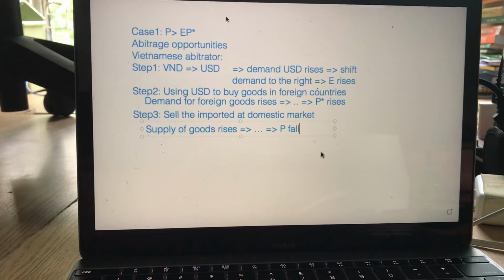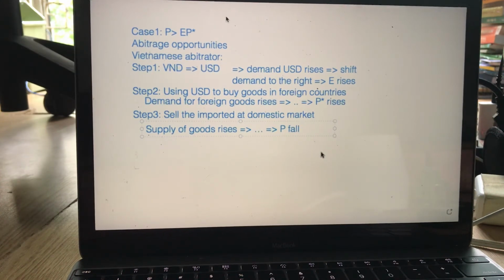The idea is that when you search for information about P star and E, and we make a simple calculation, we can see whether P is greater or less than EP star, and this creates the arbitrage opportunity. Okay, and when the arbitrator comes into place and makes the business, the consequence of that business affects the macroeconomics. We focus on P star and E, and we can see that they can change.